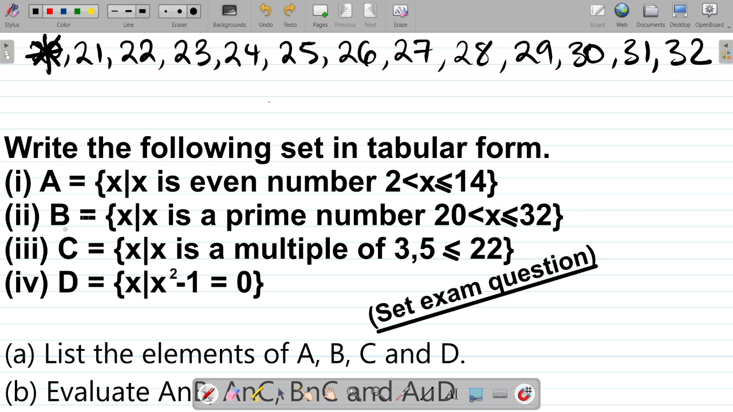All right, so what's B exactly? It said B is a set of prime numbers. All right, what are prime numbers?